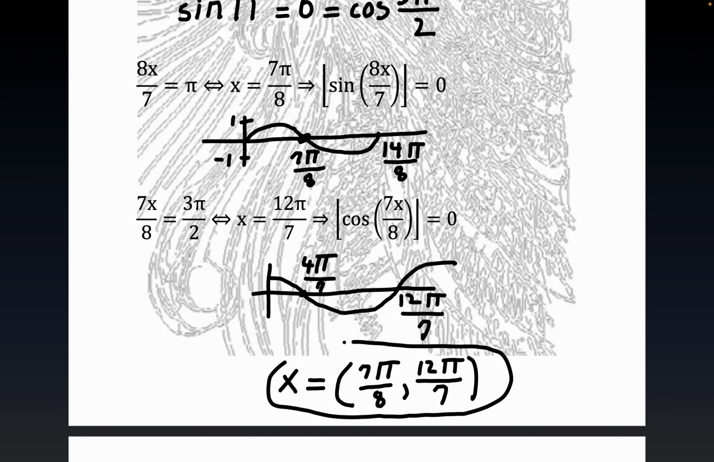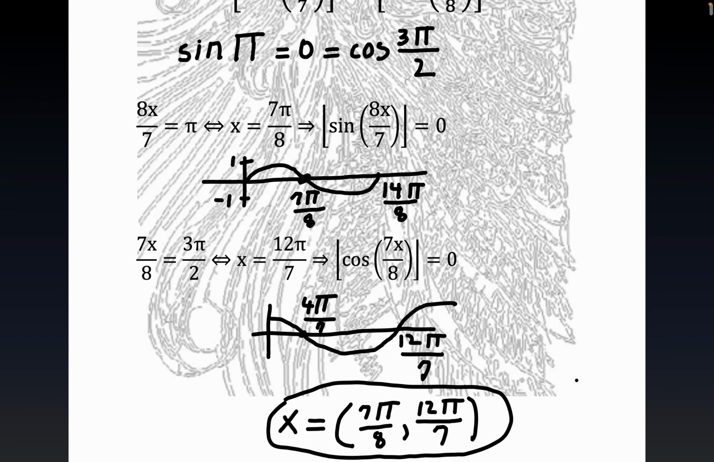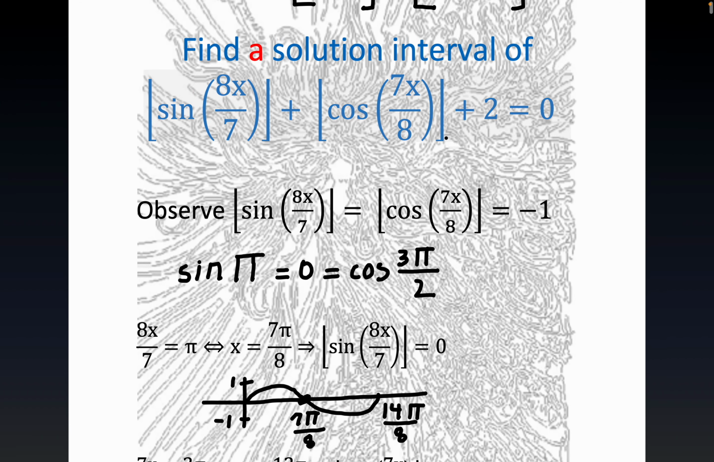And again, it's kind of cool. You could just write down formally the solution to this would be 7 pi over 8, 14 pi over 8, open interval, and then this would be 4 pi over 7, 12 pi over 7. You could write down intersect, but they do intersect exactly at these points. This one right here is the constraining value on the left, and again, 12 pi over 7 is the constraining value on the right. Any number in this set, not including the endpoints, would solve this original equation.